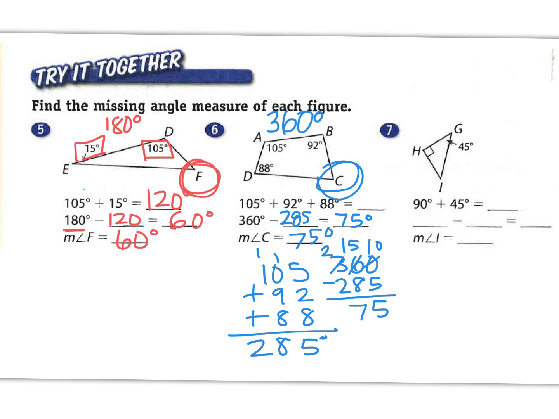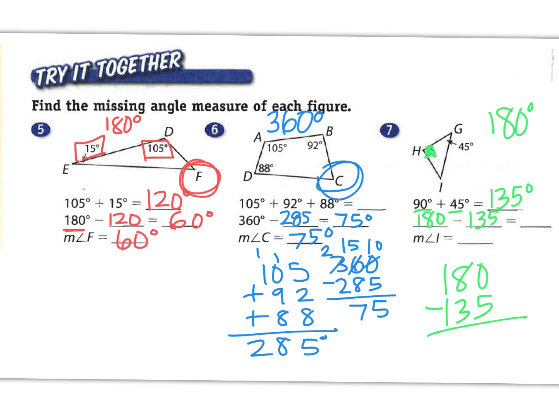And the last one here, a triangle. A triangle again equals how many degrees? 180. So then we have to add, we know that this is a 90. It doesn't say 90, but we know that a right angle is 90. So that's why we do 90 plus 45. That equals 135 degrees. Then we do 180 minus 135 to get our missing angle. So we have to borrow. And then we get 45 degrees. So that means that angle I right here is 45 degrees.